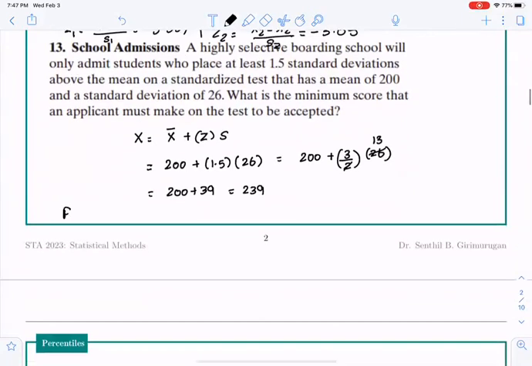So for acceptance, the applicant must have a score of 239 or higher.